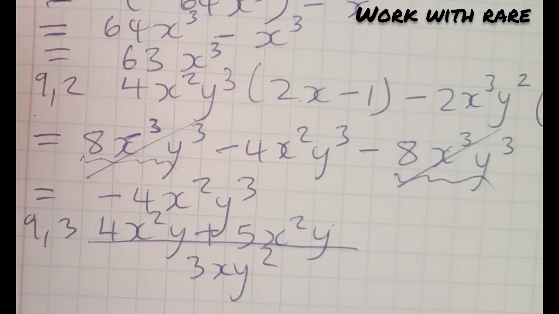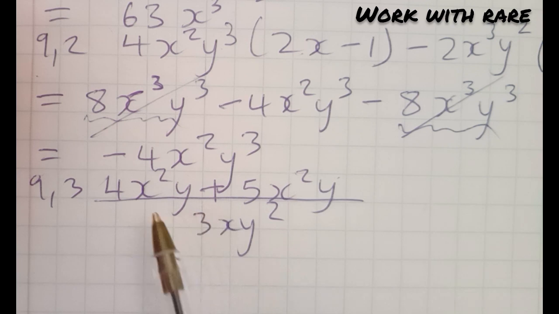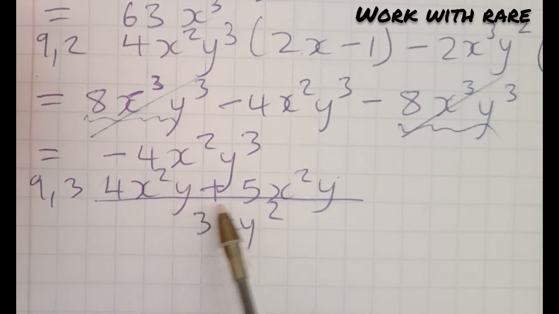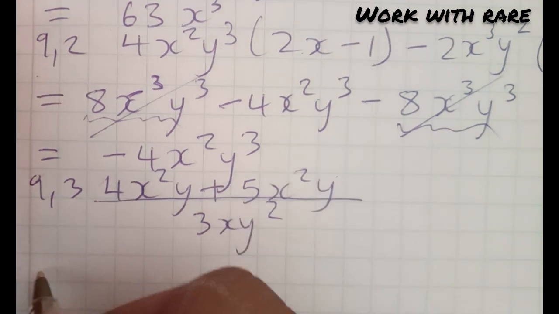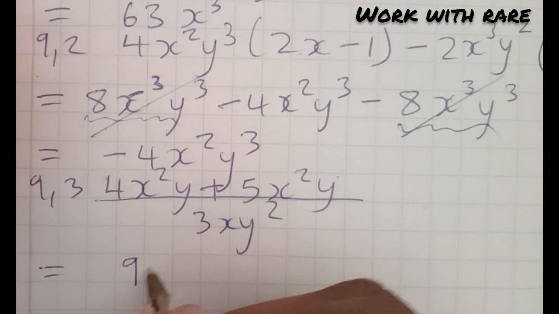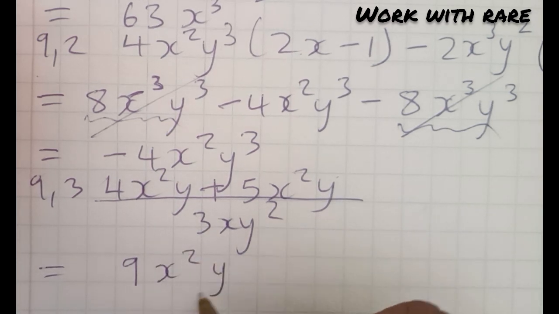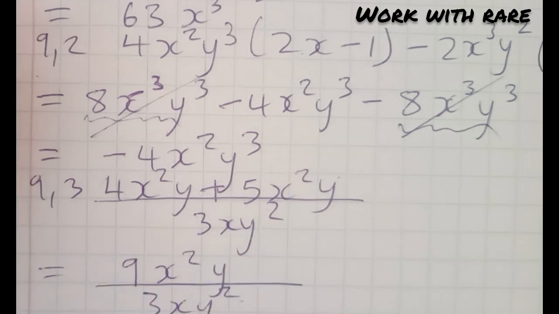But if we look at our numerator, they are like terms. Remember, it's x to the exponent 2y, x to the exponent 2y. Which means we can add 4 and 5. When I add 4 and 5, my answer will be 9x squared y, all over 3x y to the exponent 2.